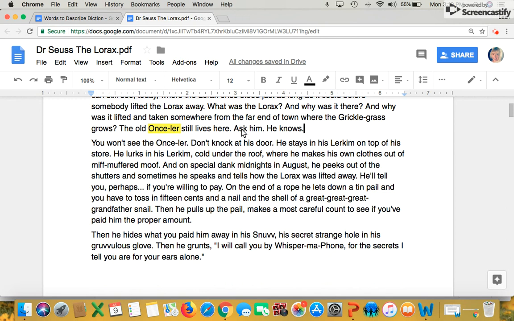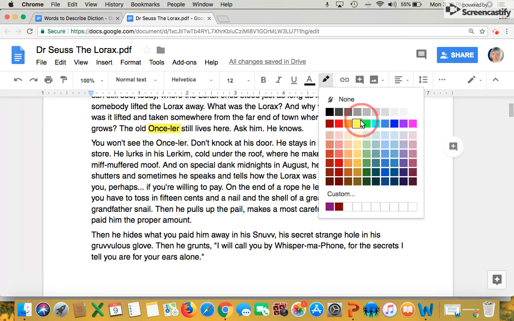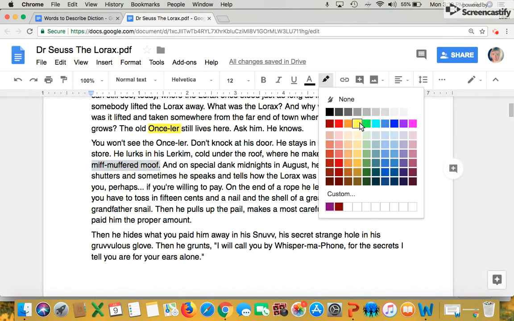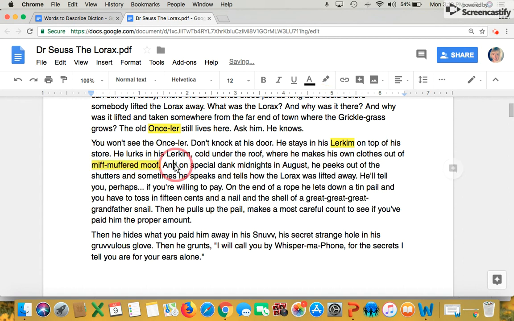"You won't see the Onceler, don't knock at his door. He stays in his lurkim on top of his store." I'm going to highlight this word lurkim. Stands out to me. Not really sure what that is. "He lurks in his lurkim under the roof, where he makes his own clothes out of miff-muffered moof." I'm going to highlight these three words right here. It's an example of alliteration, but it also is an example of words that pack a punch, words that stand out. Miff-muffered moof. What is that?